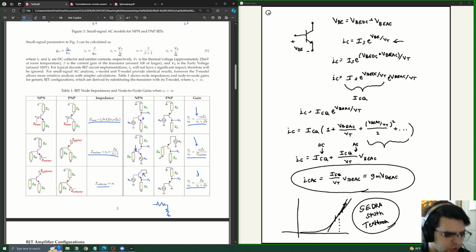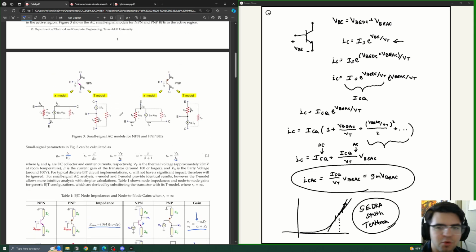Now, doing the derivation, right, you kind of have the two different models, right? Some of the models make it easier. You have the pi model and the T model.